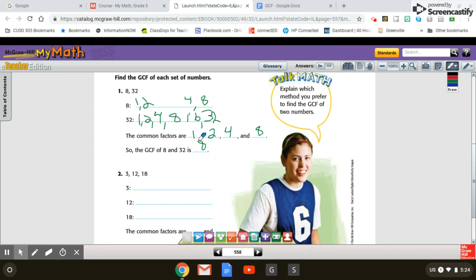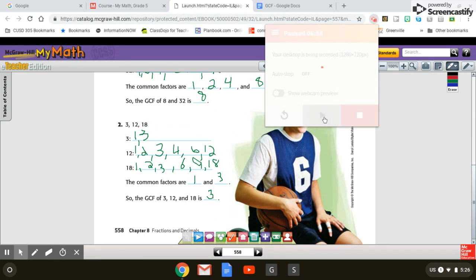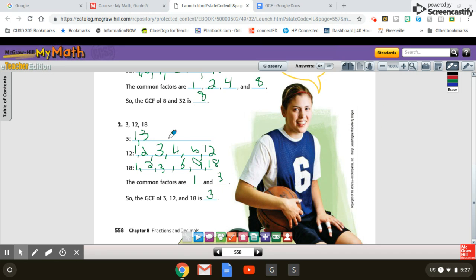All right, pause it and do number 2. All right, so now if you can check what you have, we have 1 and 3 for 3. We have 1 times 12, 2 times 6, and 3 times 4. We have 1 times 18, 2 times 9, and 3 times 6. So what they have in common is 1 and 3. So your greatest common factor is 3.